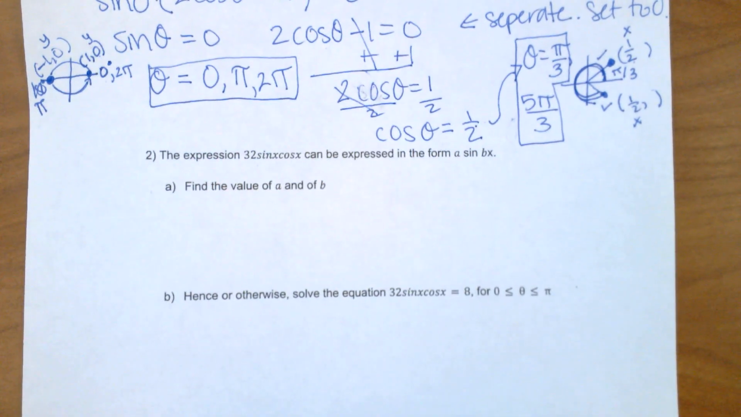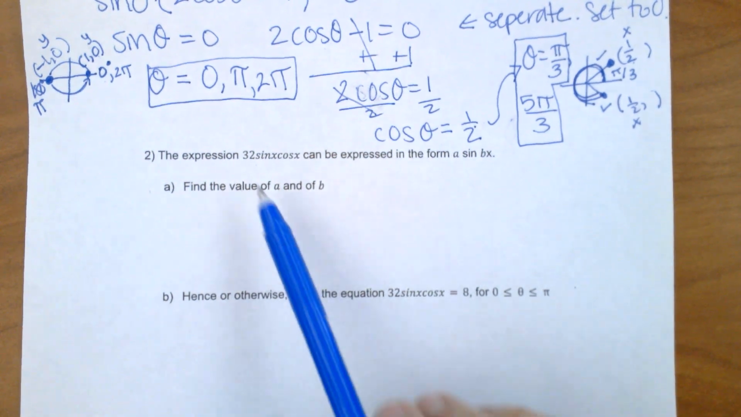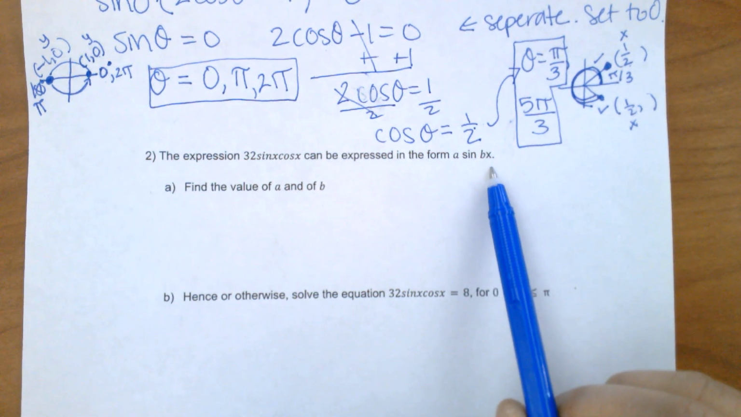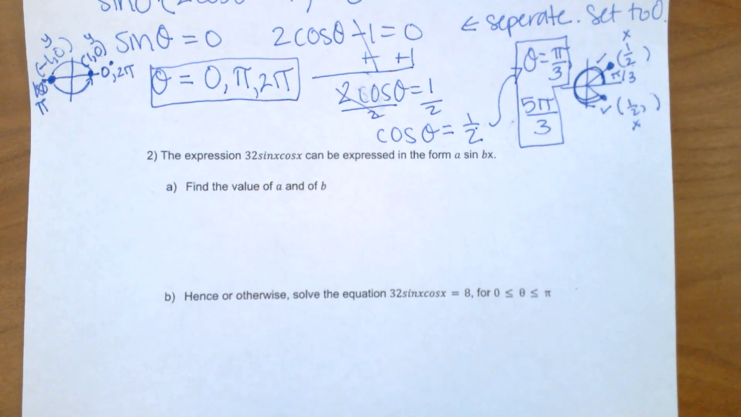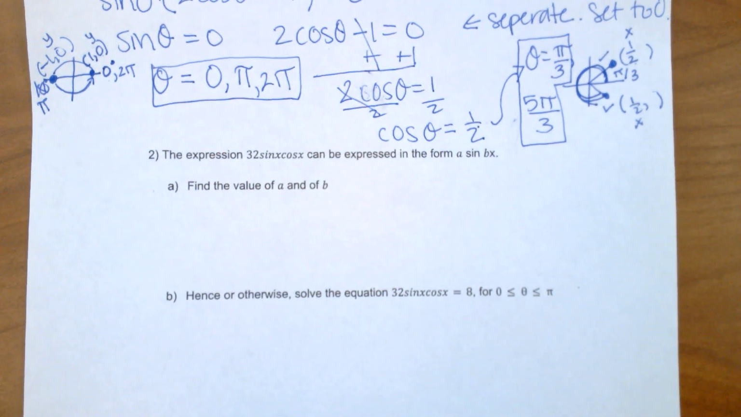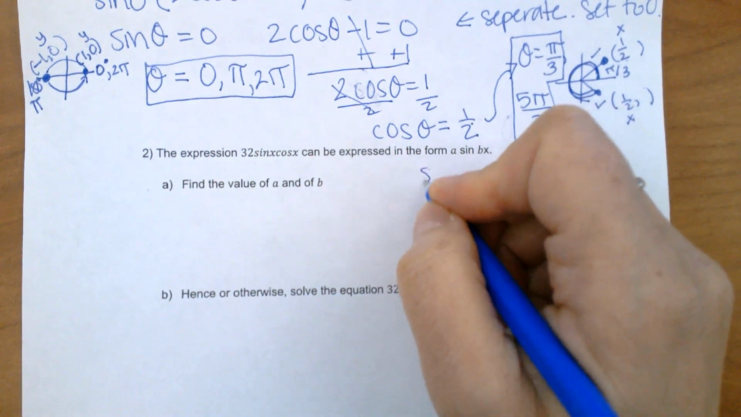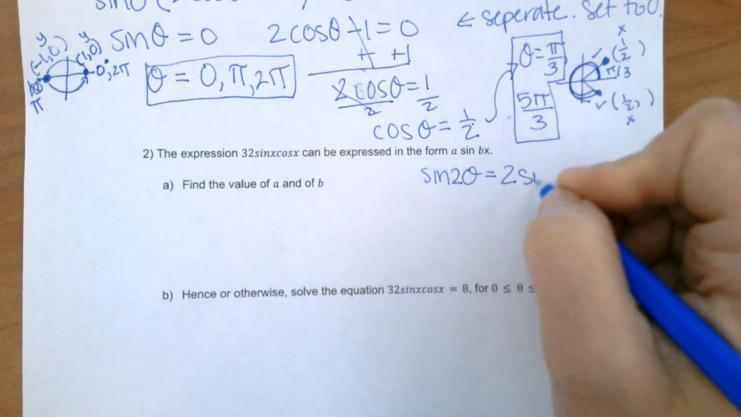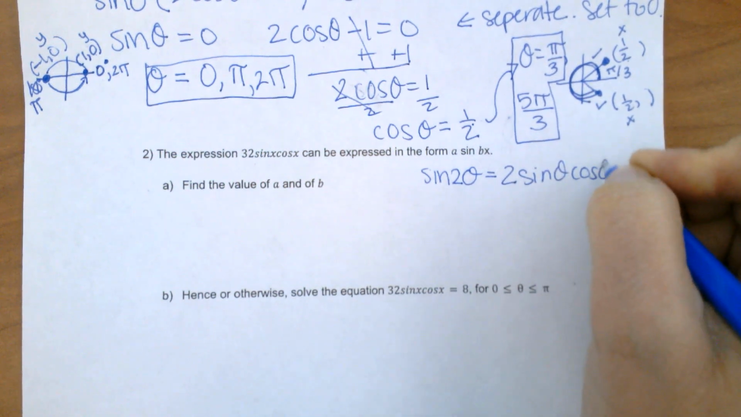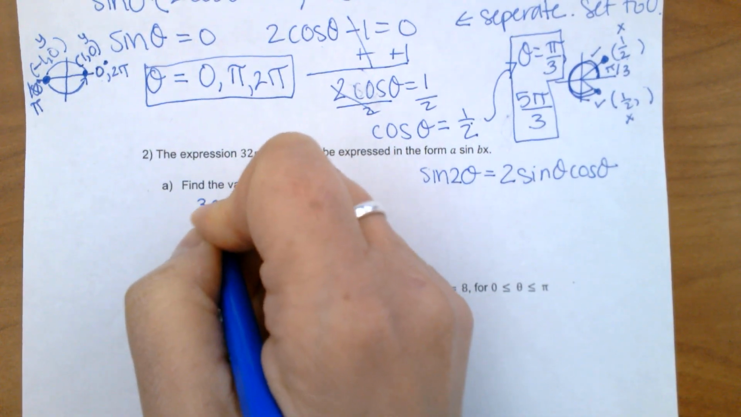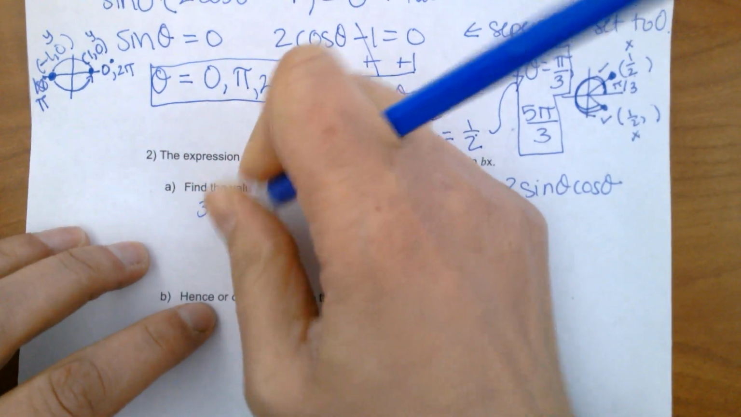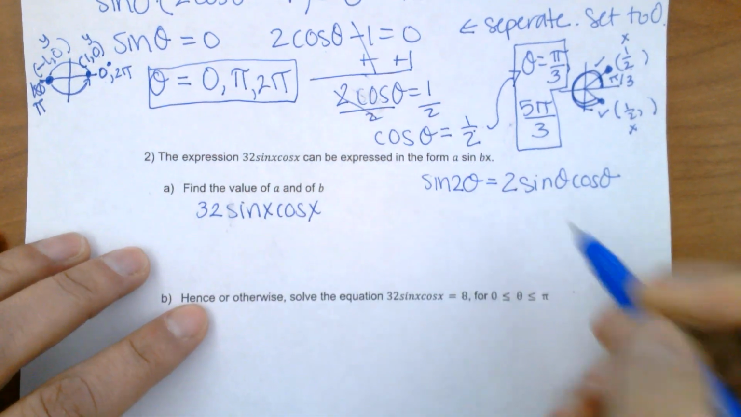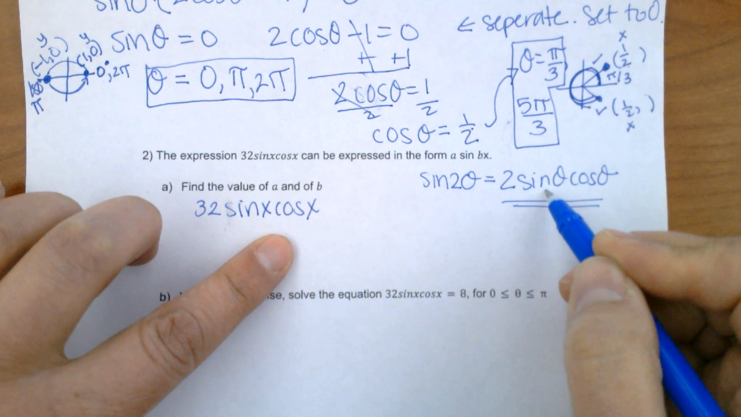All right, and number 2, the expression 32 sine x cosine x can be expressed in the form a sine bx. We need to find the values of a and b. So this is going to go back to that same formula that we used: sine 2 theta equals 2 sine theta cosine theta. All right, first, I'm going to write this down. 32 sine x cosine x. We need to make it look like this. We have sine x and cosine x, right, everybody?